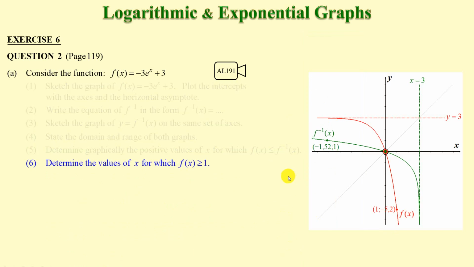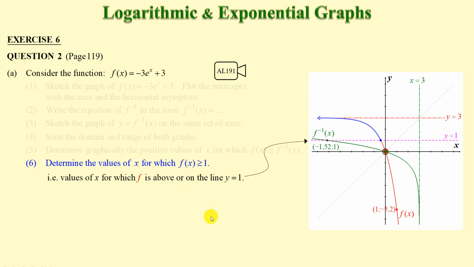So now we need f of x to be bigger than or equal to 1. The red graph to be bigger than or equal to 1. So that's the line y equals 1. So the f of x, the red graph, must be above or equal to the line y equals 1. So there we go. There's the section of the graph which is above that line. Notice we're including that point because it says or equal to.